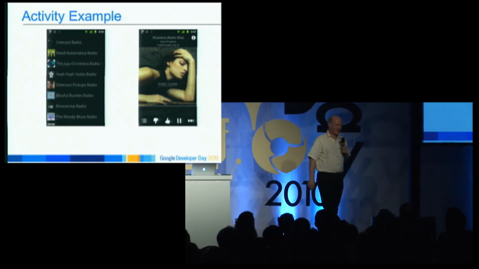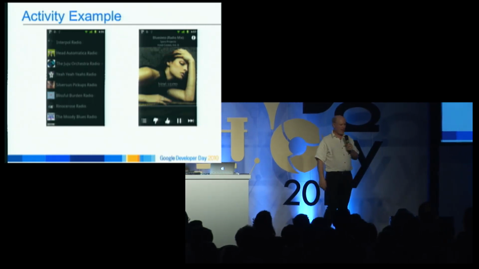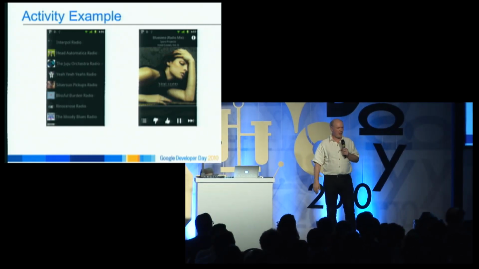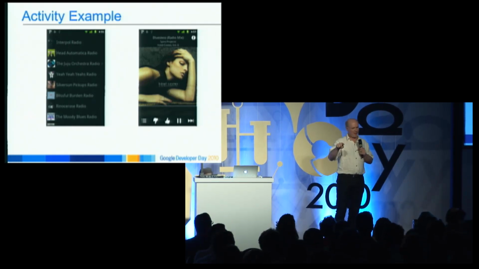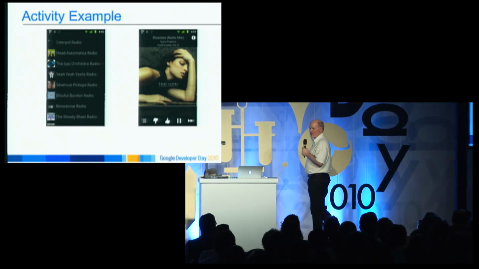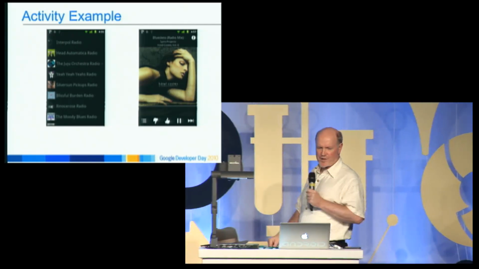But the first screen is the list of songs in the music player, and the next screen shows the music playing a song, where you can vote it up, vote it down, pause it, and so on and so forth. So these are two activity screens. You launch from one to the other.